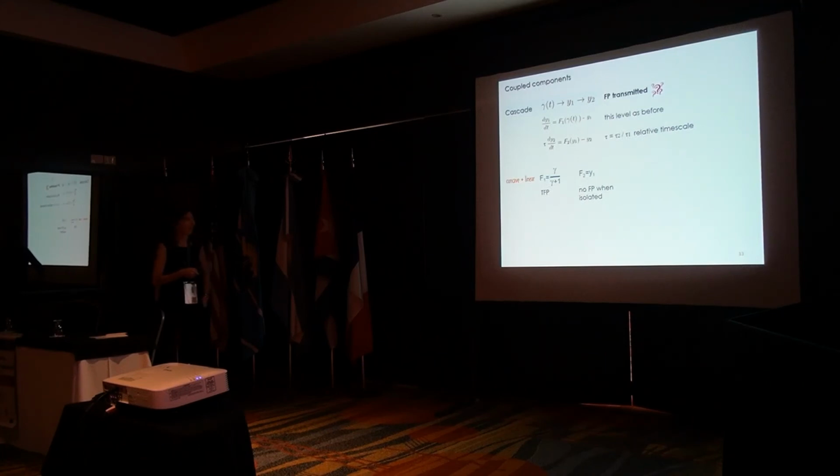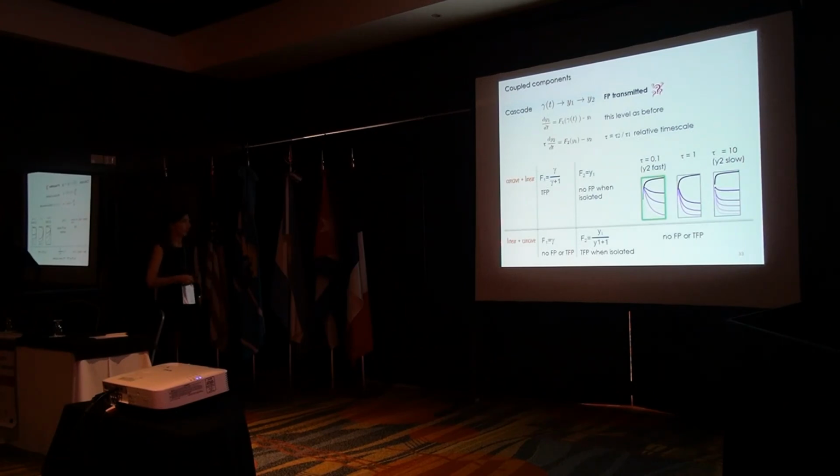Suppose we combine a concave one with a linear one. What do we have in isolation? That there is a transient frequency preference here and nothing here. A linear function, remember, that was not able to produce a frequency preference. And so what we found is that depending on the relative time scale, we can really transmit the frequency preference to Y2.